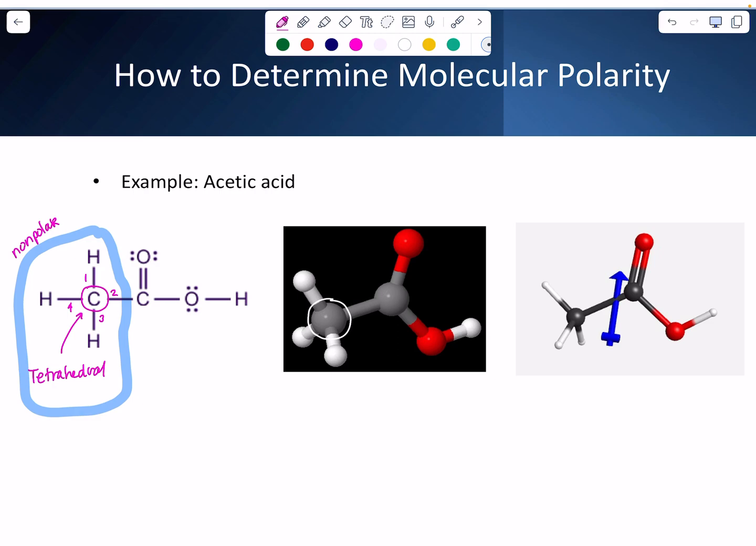All right, so now let's look at the next carbon right here, okay? So that carbon, let's talk about the geometry at that carbon. So this one right here. What's the geometry going to be around that?